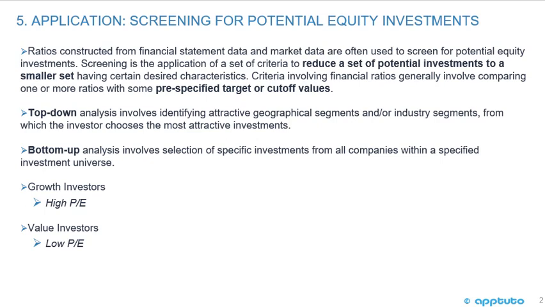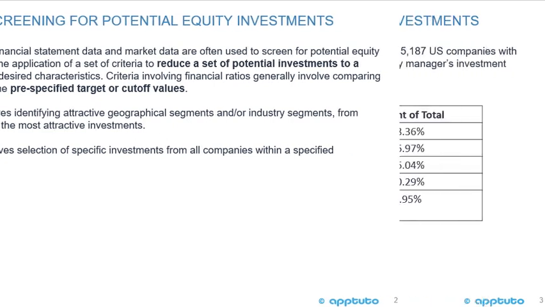Top-down analysis involves identifying attractive geographical segments and/or industry segments from which the investor chooses the most attractive investments. Bottom-up analysis involves selection of specific investments from all companies within a specified investment universe. So growth investors look for high PEs, for example, and value investors look for low PEs with their screens.